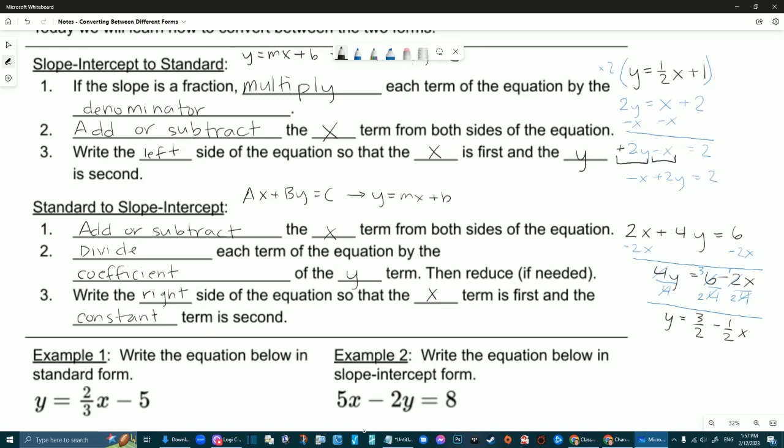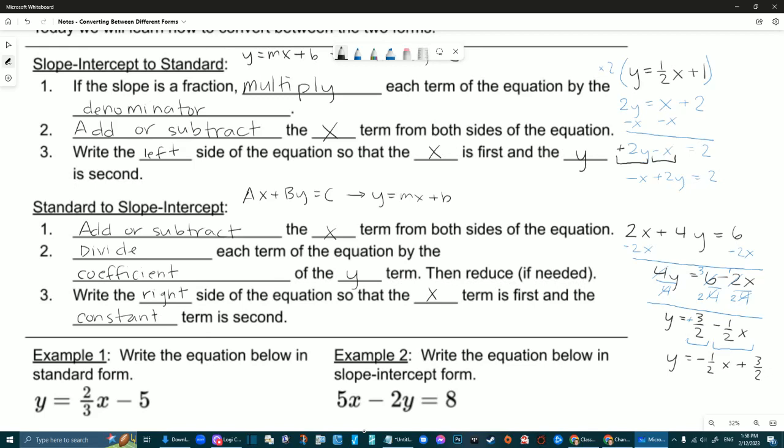So for this example, we want our x term, this negative 1/2 x, to be in front, and we want this positive 3/2, which is our constant with no variable, to be in back. And if we do that, keeping the signs with the thing they're attached to, we're going to get negative 1/2 x plus 3/2. And that's now slope-intercept form.